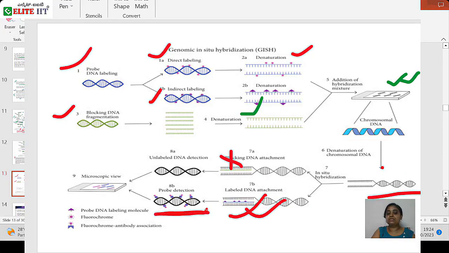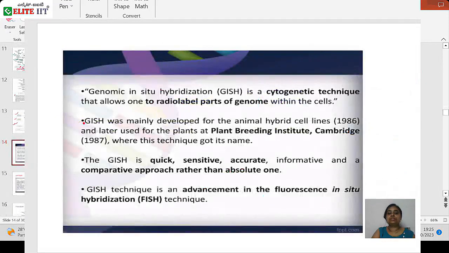You are visualizing this part only, probe detection. So probe DNA, labeling molecule, this is the labeling molecule, you are just visualizing that. Okay. So these are the steps involved in the GISH method, genomic in situ hybridization.